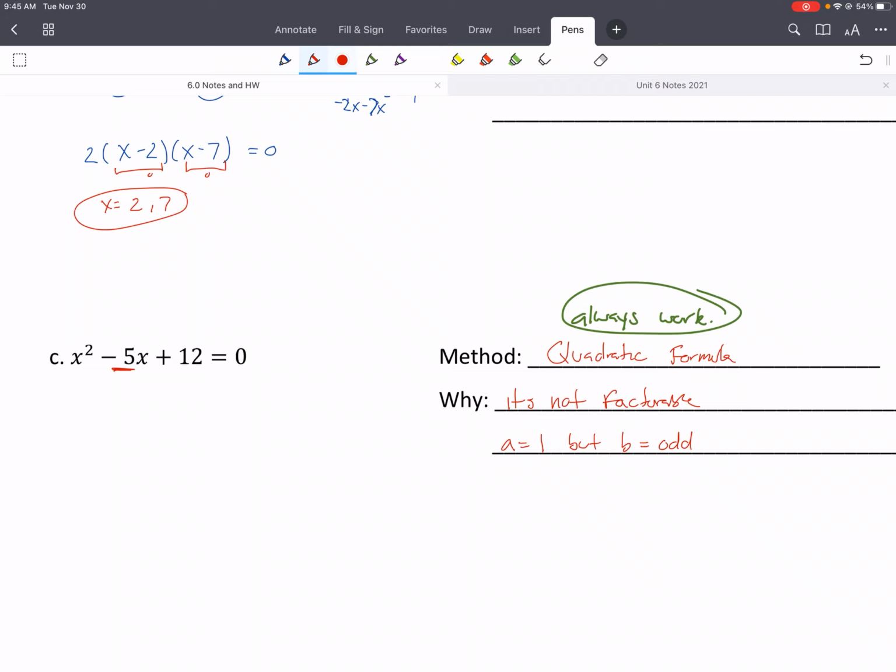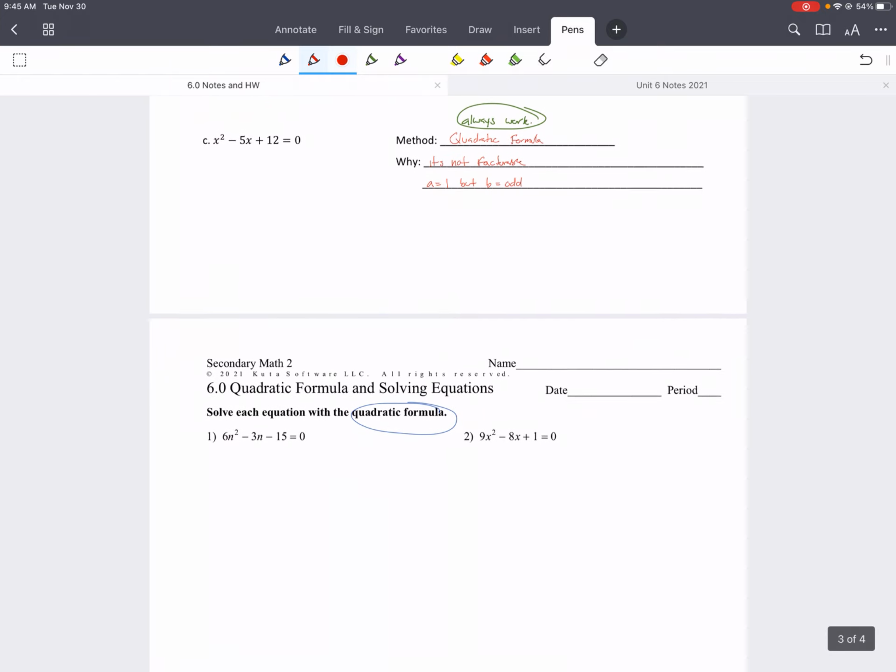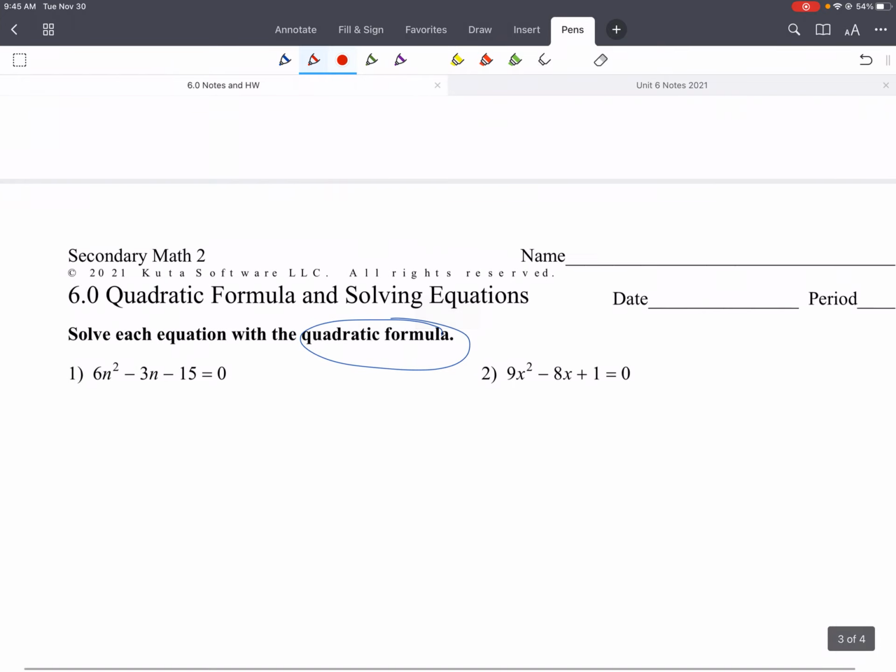And B here, B is odd. So you probably don't want to complete the square. So here would be a good example of where we'd really probably want to do the quadratic formula. Okay? Nice thing about the quadratic formula is it always works. Completing the square always works, but sometimes it varies a lot on how you have to solve the problem.